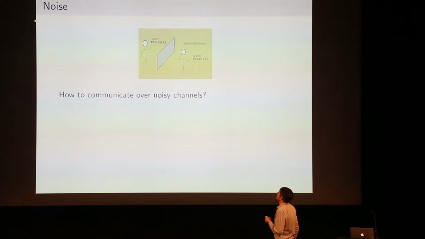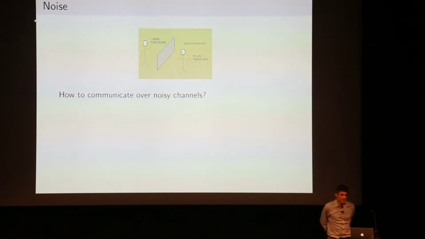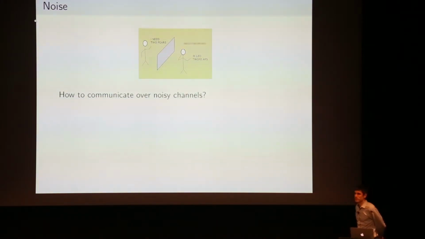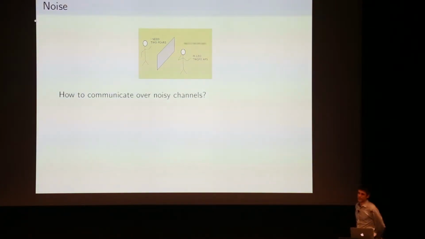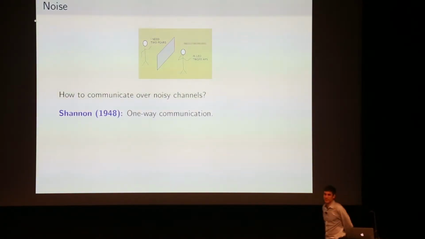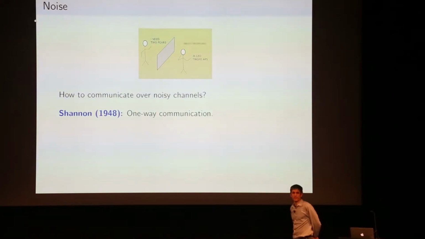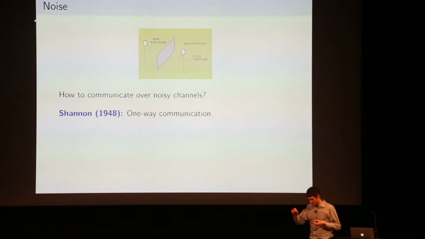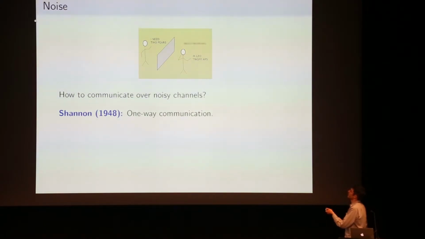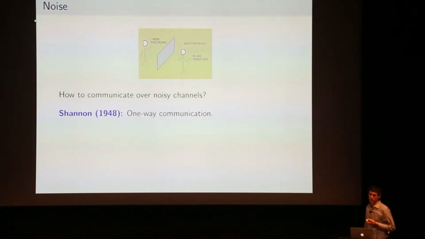So this one, called Making Asynchronous Distributed Computations Robust to Noise, is about the very basic question of how to communicate over noisy channels. Of course, the seminal work on this question was done by Shannon in 1948, who founded the field of information theory and proved many decisive results on this question as it pertains to one-way communication between two parties.